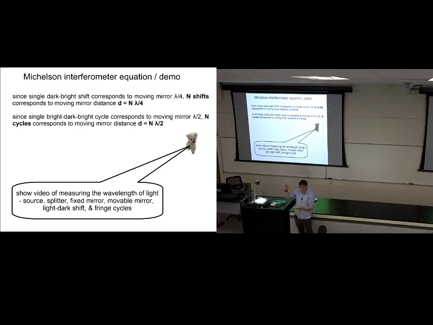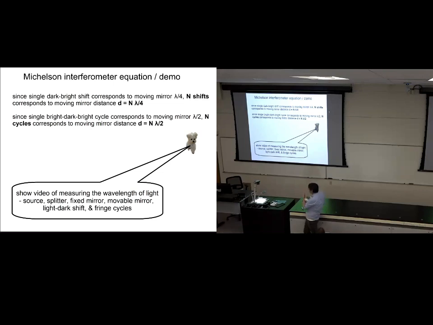So if we know the movement of the mirror, d, and we know the number of fringe shifts, we can calculate the wavelength. Or if we know the wavelength and the number of fringe shifts, we can calculate the distance d. So this is for what I called fringe shifts from dark to bright or bright to dark. This is the same sort of equation, but for complete cycles. We called a cycle where you went bright, dark, bright, or dark, bright, dark. In that case, the mirror's moved by lambda over 2.